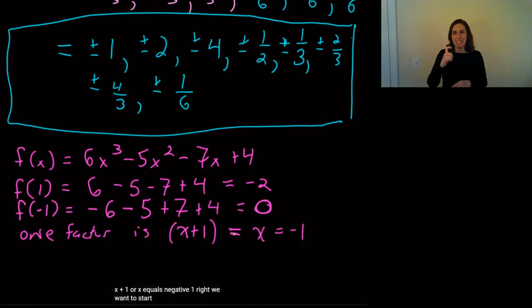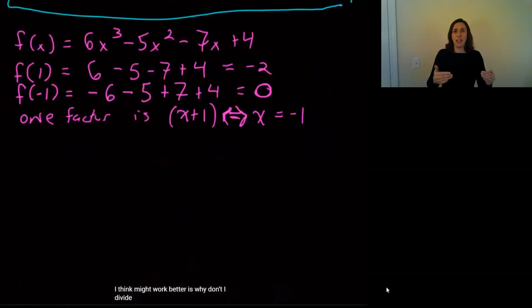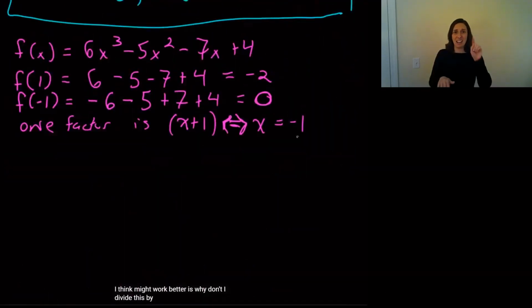Right, we want to start thinking that these are saying the same things, because we need to write either form. Now, this is a third degree polynomial. So I could go through and I could find my other 2 in here if they existed. But what I want to do, which I think might work better, is why don't I divide this by this? That'll give me a quadratic, and I already know what to do with quadratics.